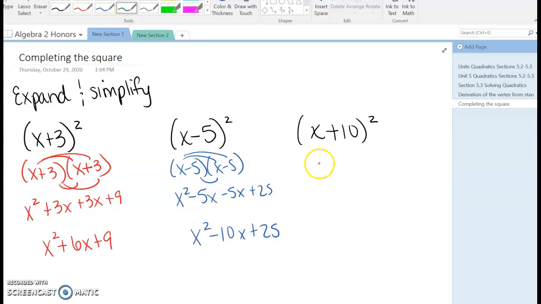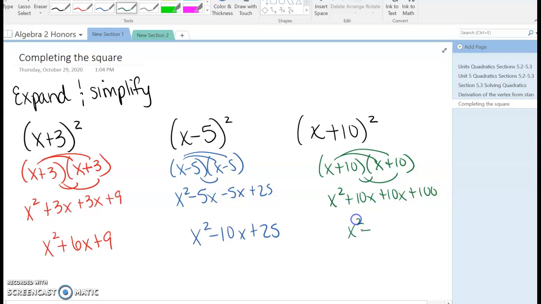And then with the last one, if I have x plus 10, I'm going to go ahead and multiply it out, x plus 10 by x plus 10. We get x² + 10x + 10x + 100. And so that's x² + 20x + 100.